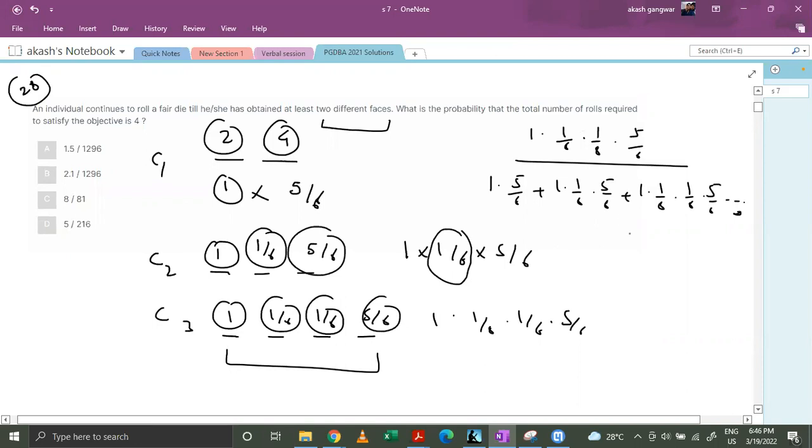See, the upper one will fetch us 5/216. The numerator is 5/216. Denominator is nothing but a upon 1 minus r. So basically, the answer is 5/216.